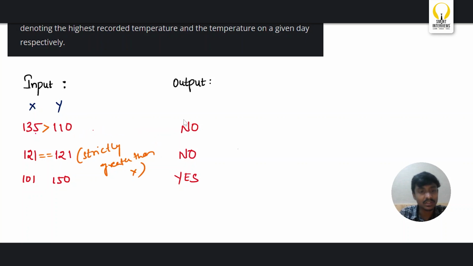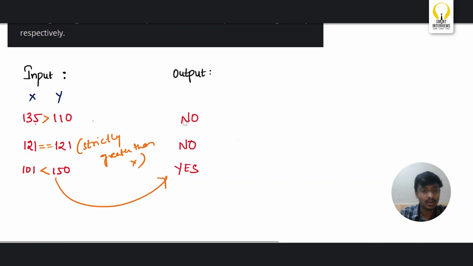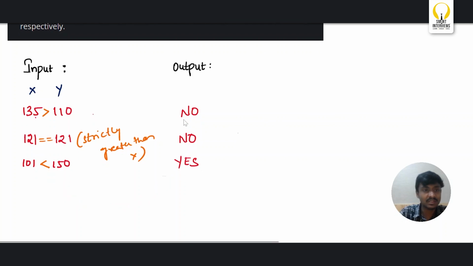So moving to the third test case, it is 101 and 150. Can I say 150 is a new record temperature? Yes, because 101 is less than 150. So you print yes. So how can I write code for this?